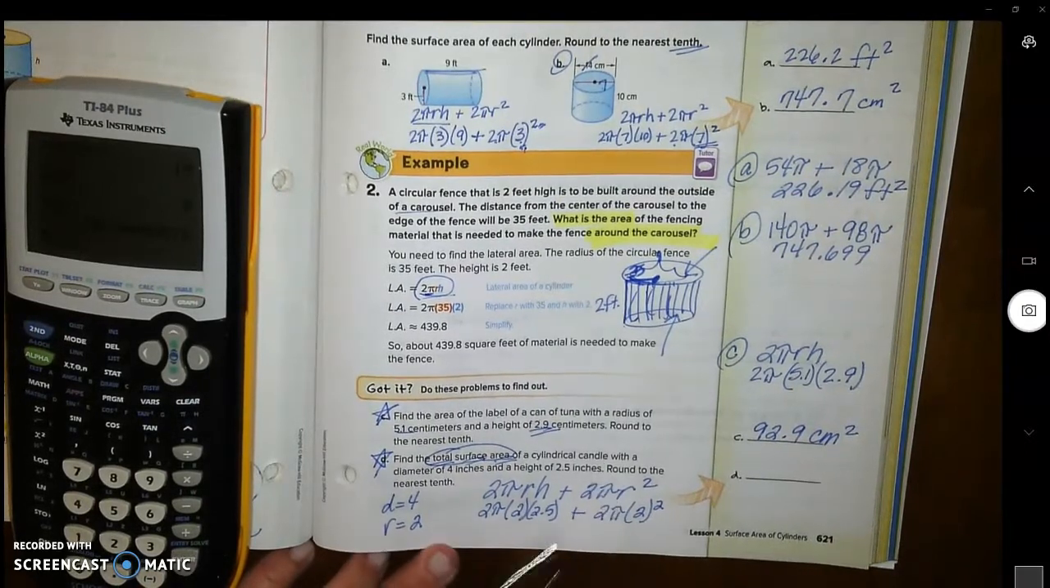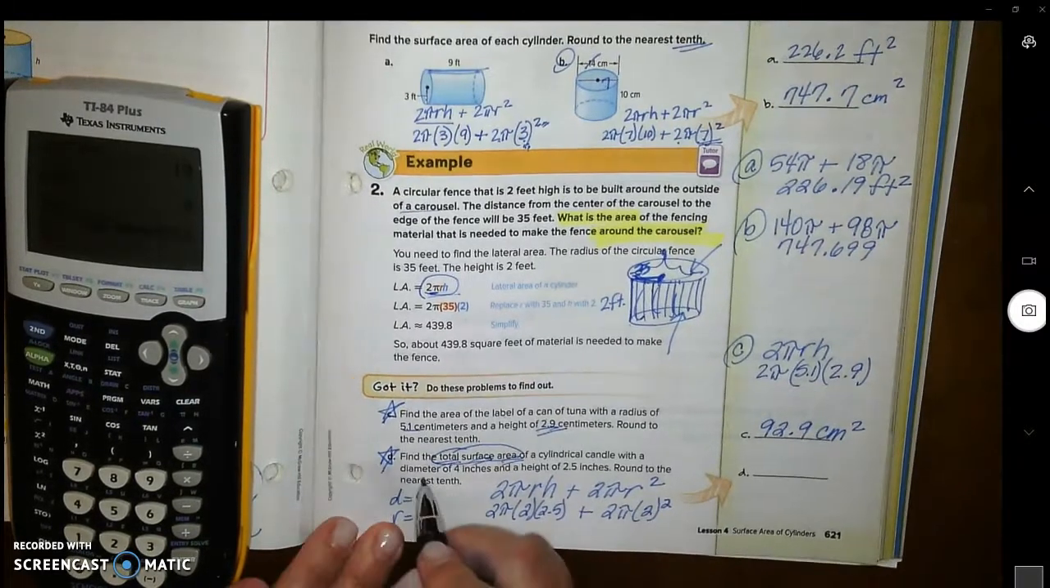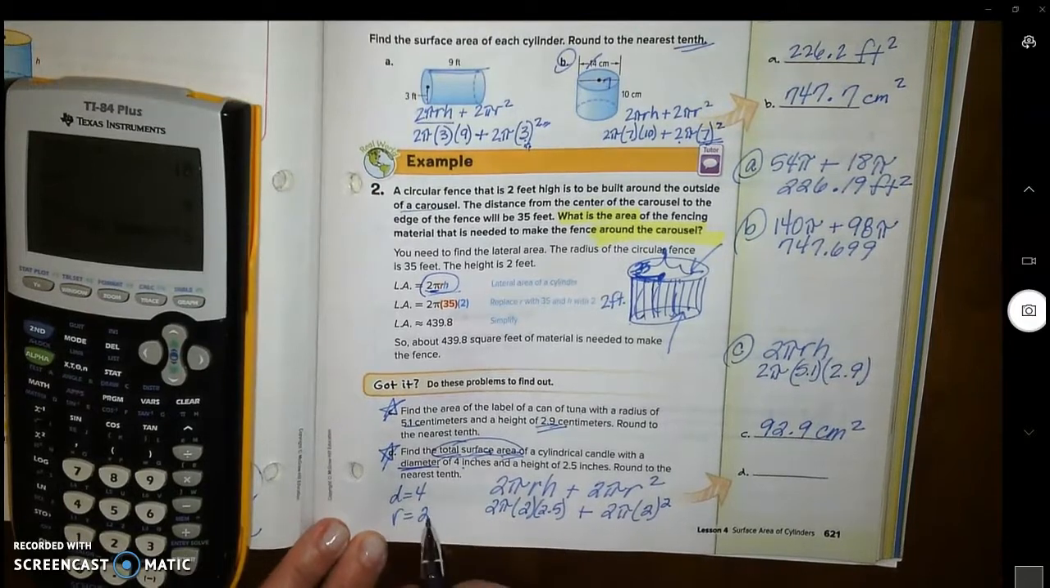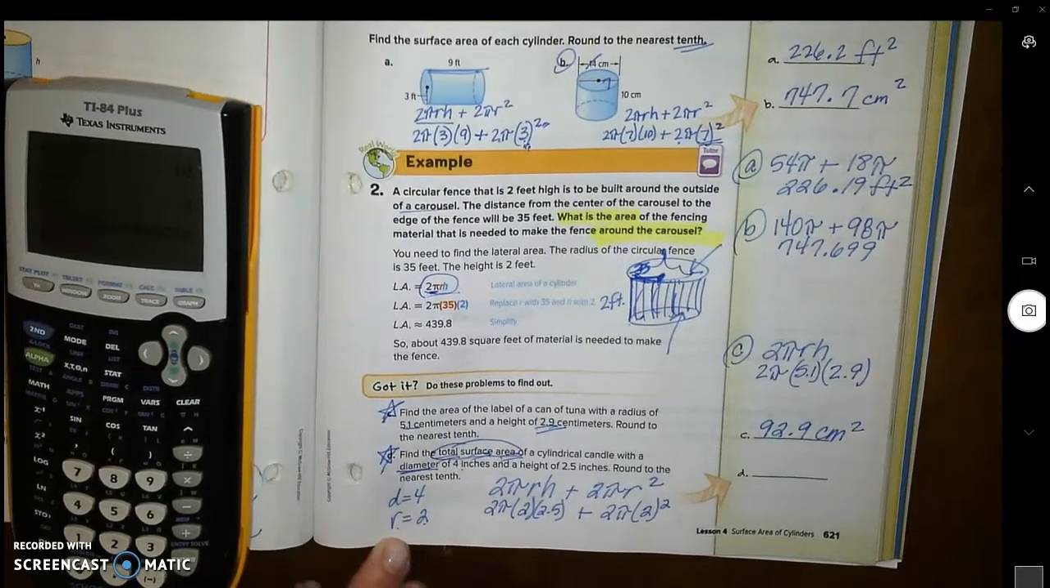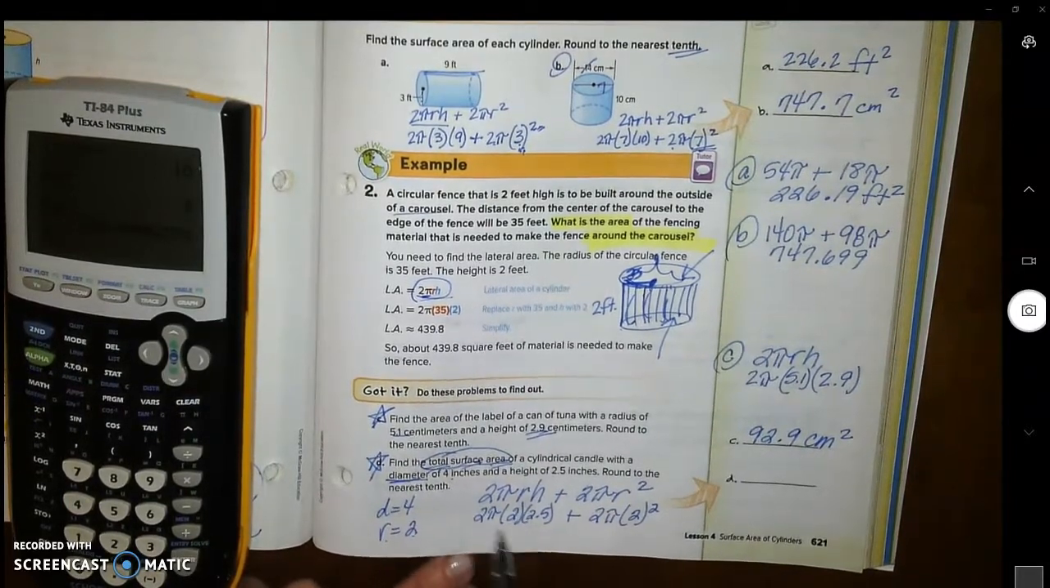And they want a candle. Some of you sent me some pictures of a candle yesterday. You have to be really careful. Make sure that you read really carefully. This says that the diameter is 4. And so notice you have to divide by 2. And then I just plugged it all into the formula, typed it into my calculator.